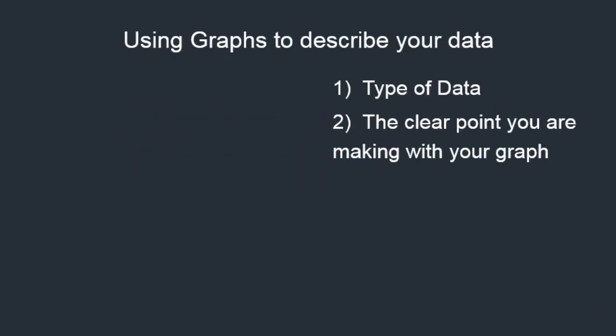So when we want to use graphs to describe our data, we need to first determine the type of data we have, and then you have to clarify in your mind the point you want to make with your graph. This is a really important element and really much more of an art than it is a science. I can tell you the graph to use, but only you can make the graph tell the story you're trying to tell.